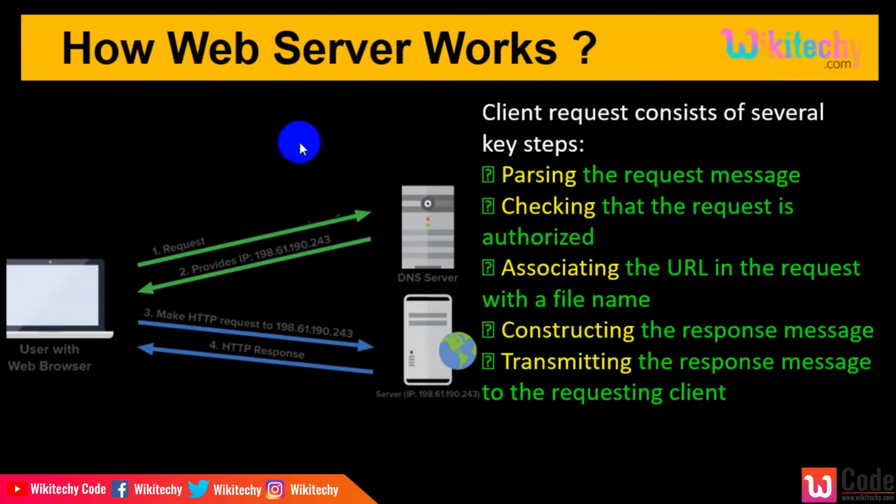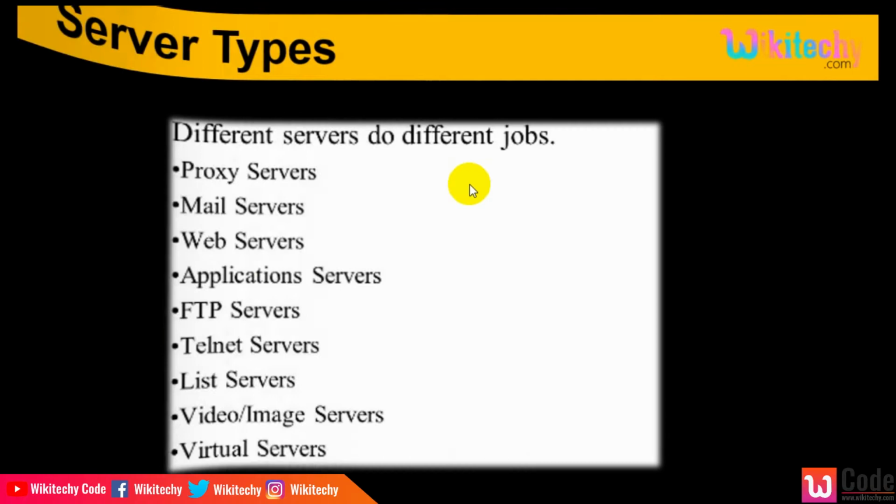If we talk about the client request, this is the process. Passing the request message: if a request is coming in, passing the request message, checking that the message is authorized, associating the URL in the request with a file name, constructing the response message, and transmitting the response message to the requesting client. These are the various steps the web server will follow for processing the request.